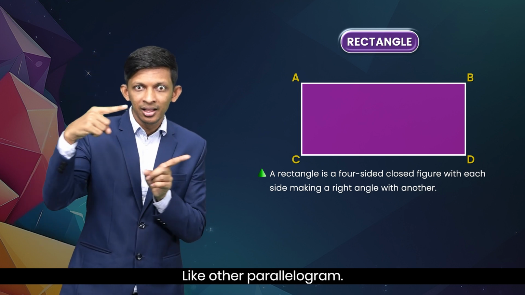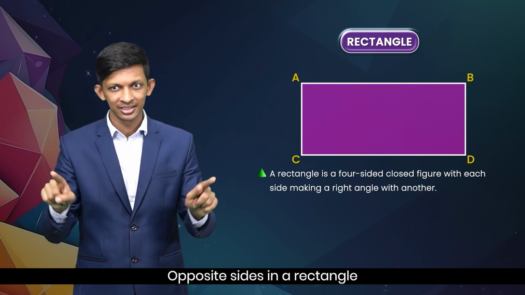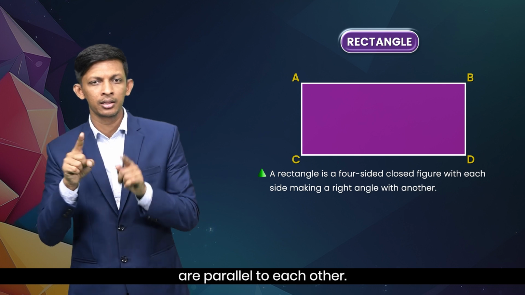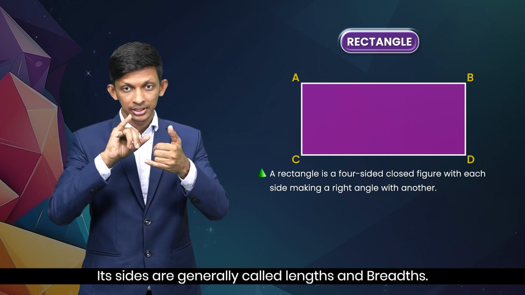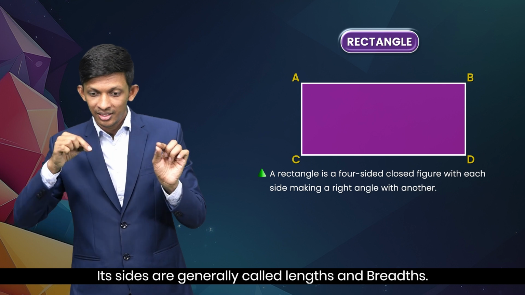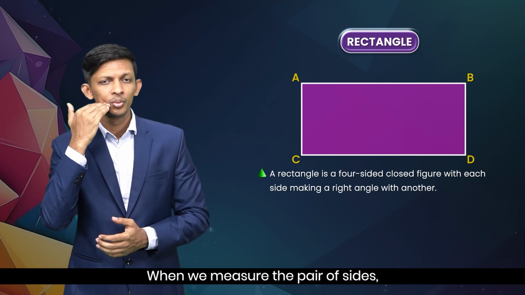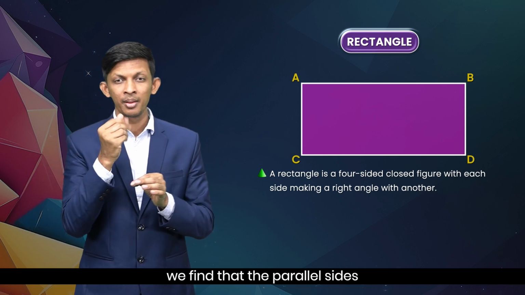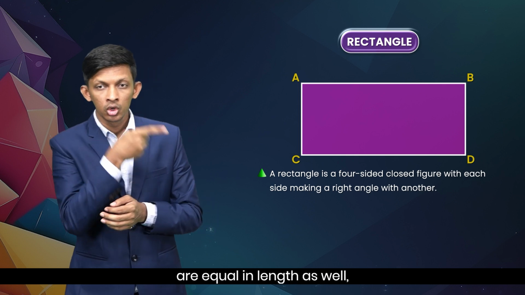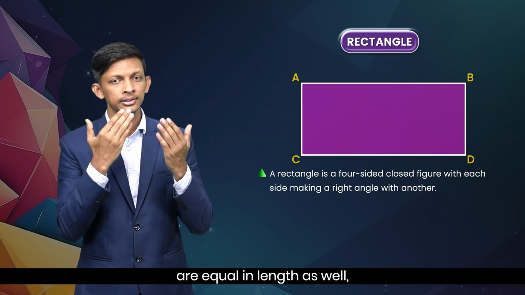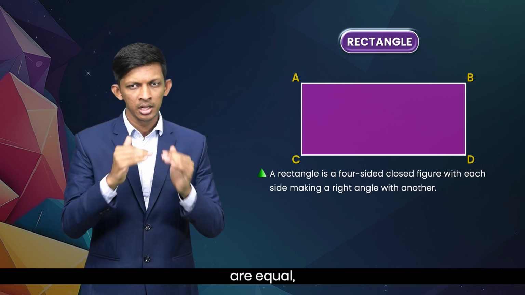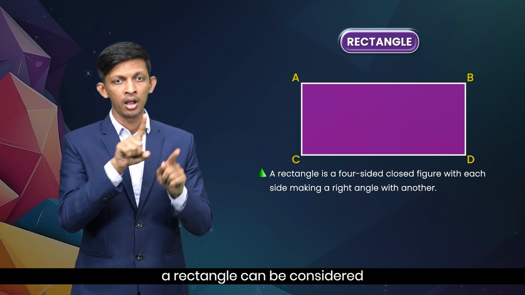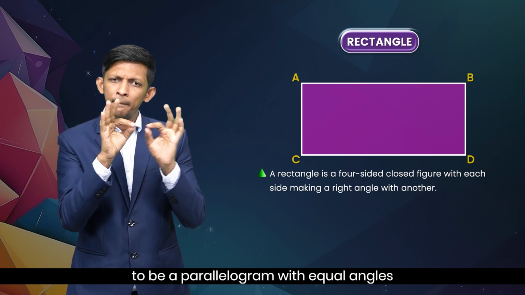Like other parallelograms, opposite sides in a rectangle are parallel to each other. Its sides are generally called lengths and breadths. When we measure the pair of sides, we find that the parallel sides are equal in length as well. Since the angles in a rectangle are equal, a rectangle can be considered to be a parallelogram with equal angles.